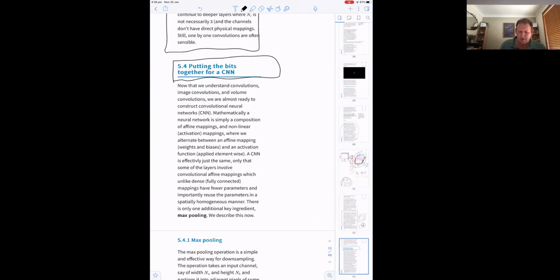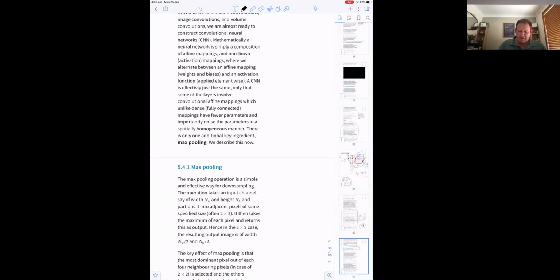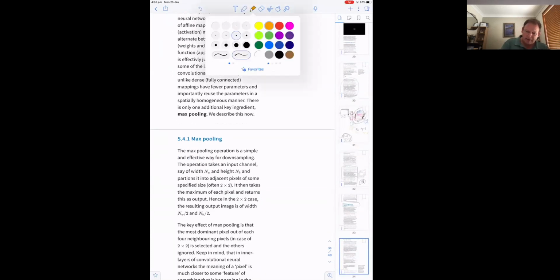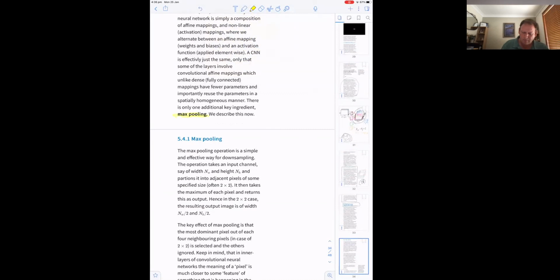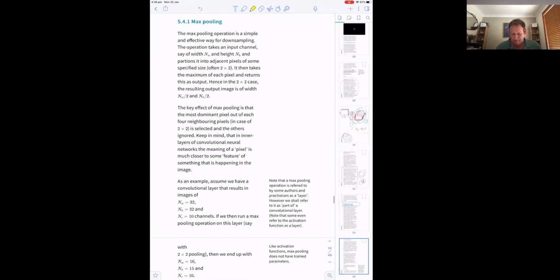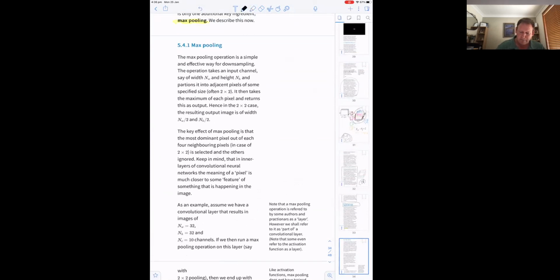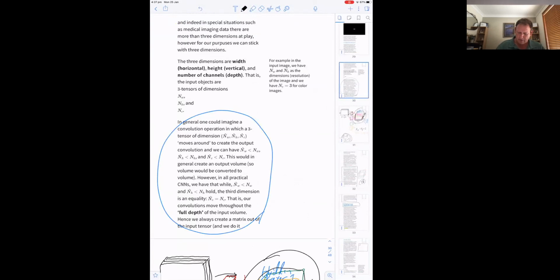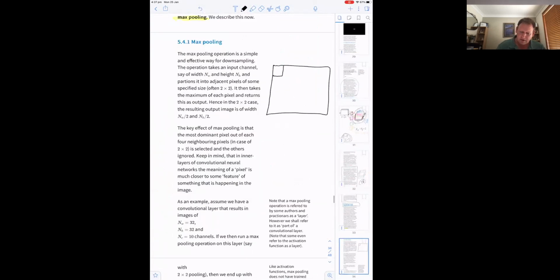But there is just one more component that's often used. It's not difficult, and it's called max pooling. Some people call it a max pooling layer, but it's not a layer with learned parameters. With max pooling, you simply go over squares of, say, 2 by 2, you take these 4 pixels, and you choose the maximal one. Then you go to an image which is half the size.